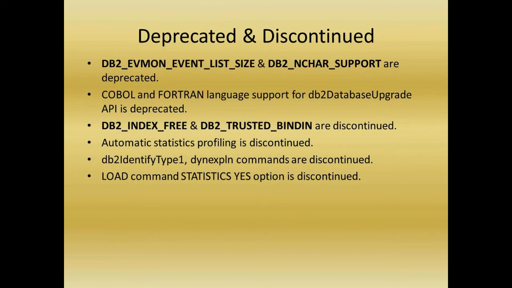And the features that are deprecated and discontinued. There are two registry parameters that are deprecated, and COBOL and Perl language support for the database API is deprecated. DB2_INDEX_FREE and DB2_TRUSTED_BINDING are the two registry parameters that are discontinued. Automatic statistics profiling is discontinued. Commands like db2identify type 1 and dynamic explain commands are discontinued. And the load command with the STATISTICS YES option is discontinued.